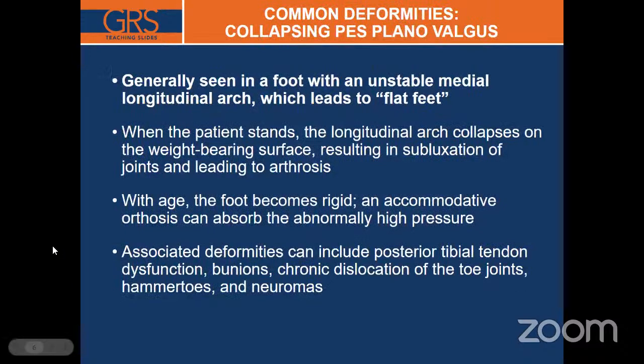Next, we're going to talk about some of the most common disorders. Collapsing pes planovalgus. This is generally seen in a foot with an unstable medial longitudinal arch. The high arch usually collapses over time, leading to flat feet. This results in subluxation of the joint and leads to arthrosis. With age, the foot also becomes rigid, and an accommodative orthosis can absorb the abnormally high pressure. Other associated deformities can include posterior tibial tendon dysfunction, bunions, chronic dislocation of the joint, hammertoes, and neuromas.